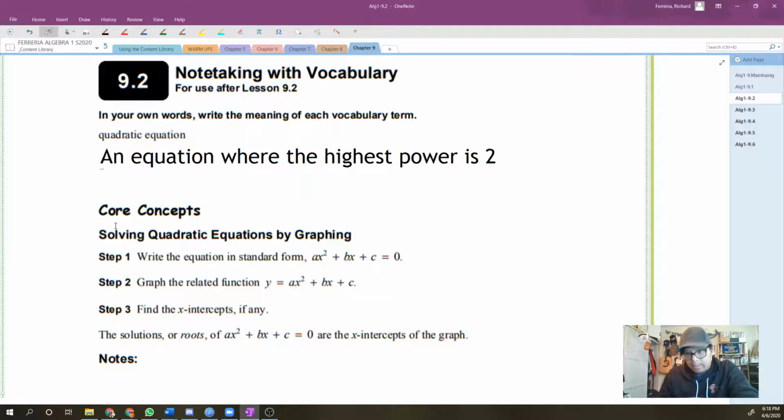Vocabulary term, this is a little bit of a review, but a quadratic equation is any equation where the highest power is 2, hence quadratic. Over at core concepts, you may want to take a note of that. This is how we solve a quadratic by graphing. First of all, we write the equation equal to 0, like I mentioned earlier. Secondly, we graph the related function y equals ax squared plus bx plus c. Third step, we find any x-intercepts. The solutions or roots, as we were calling them last chapter, are the x-intercepts of the graph. Graph it, find the x-intercepts, good to go.